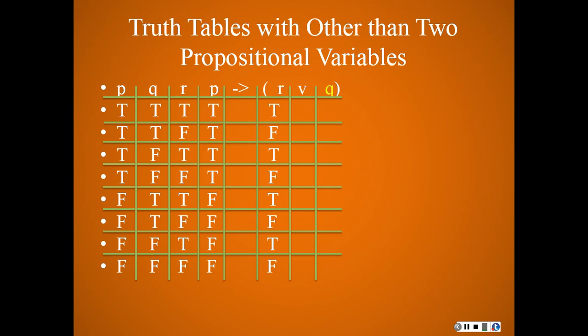Now I'll focus in on Q. I'll copy down its truth column, which I also see over there to the left. It goes true, true, false, false, true, true, false, false. So I just write that down over here.